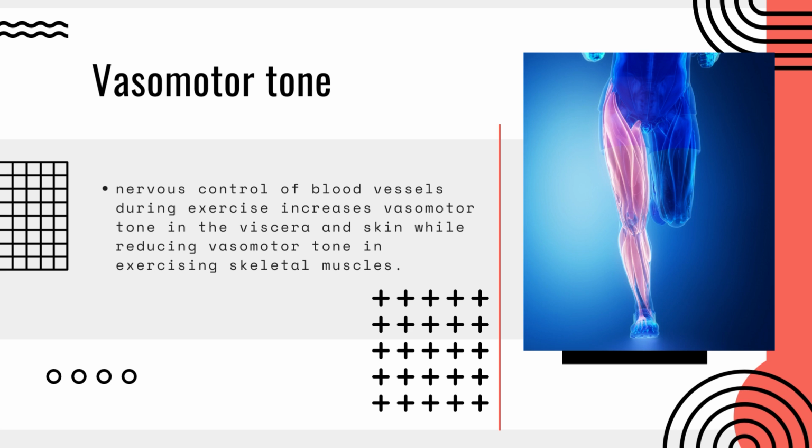Now, the nervous control of blood vessels also causes blood to be shunted from one large area of the body to another. For example, nervous control of blood vessels during exercise increases vasomotor tone in the viscera and skin and reduces vasomotor tone in exercising skeletal muscles. As a result, blood flow to the viscera and skin decreases, and blood flow to skeletal muscle increases. The nervous control of blood vessels during exercise and dilation of precapillary sphincters as muscle activity increases together increase blood flow through exercising skeletal muscle severalfold.